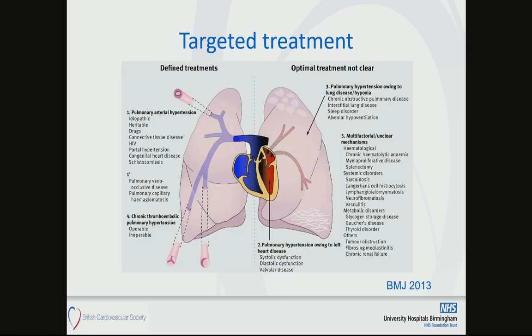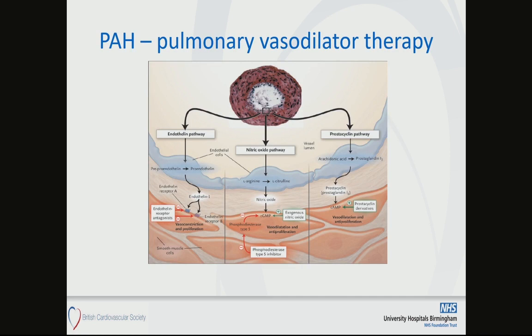So we now have targeted treatment for pulmonary hypertension, and it's these groups down here that have got defined treatment options. So your pulmonary arterial hypertension and your CTEPH. Okay. And then we go back to that diagram that I showed earlier, and we've got these drugs that are working on each of the pathways.